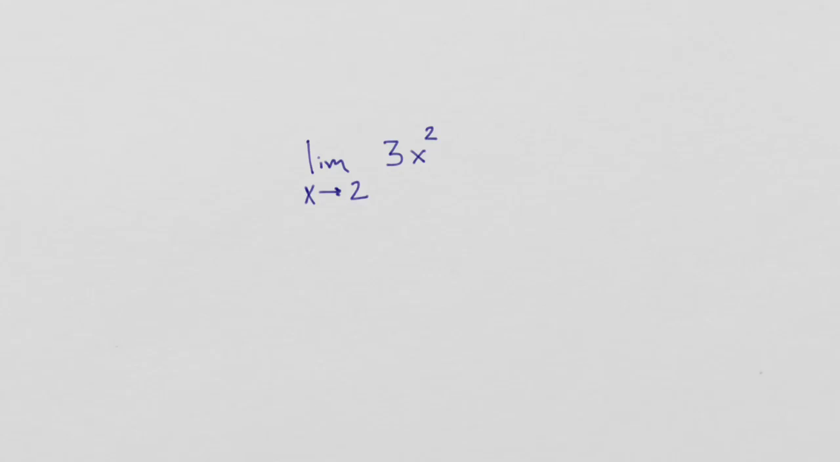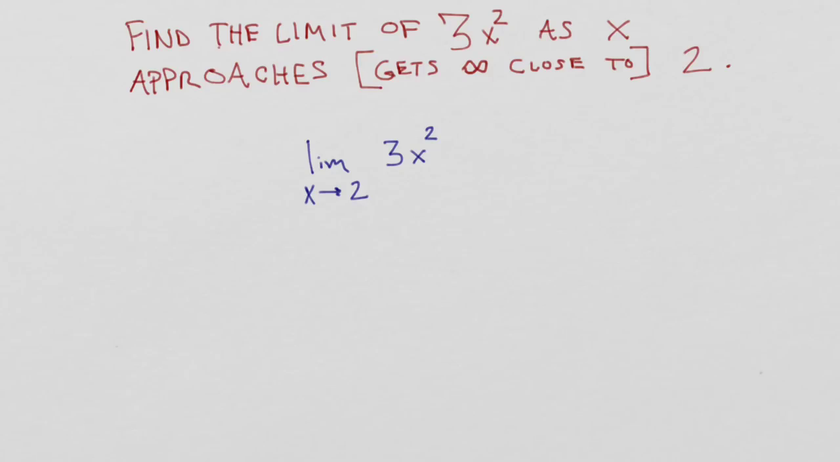Hey guys, I want to talk about finding a limit of a function by using this method called direct substitution. If we look at this example right here, I want you to first of all remember what this is saying. What it is asking you to do is to find the limit of the function, which is this guy, as the x value approaches, or in other words, gets infinitely close to the value of 2.